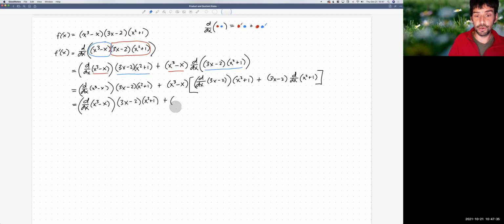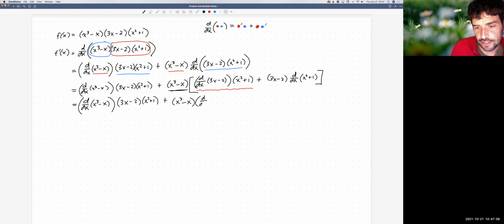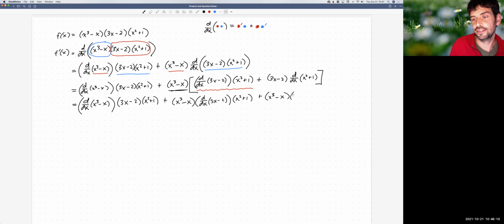All right, so now I want to multiply. I'm going to distribute this thing here. Okay, so when I distribute this, I'll get x cubed minus x times these two, right? I'm going to just swap the order of them. No, I'm not. I'm going to leave it as written. Sorry. d/dx of 3x minus 2, and then x squared plus 1. Plus, I'm distributing this again, x cubed minus x times 3x minus 2 times the derivative of this last piece.